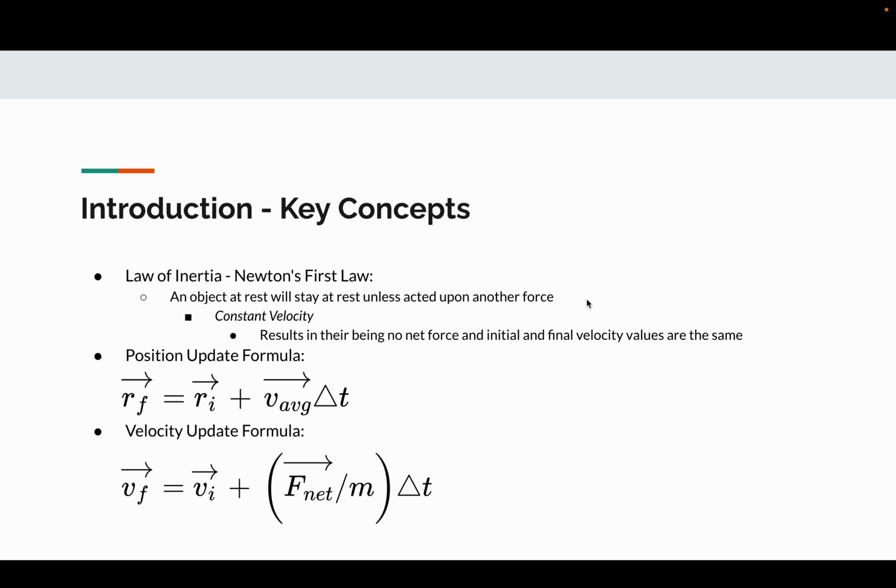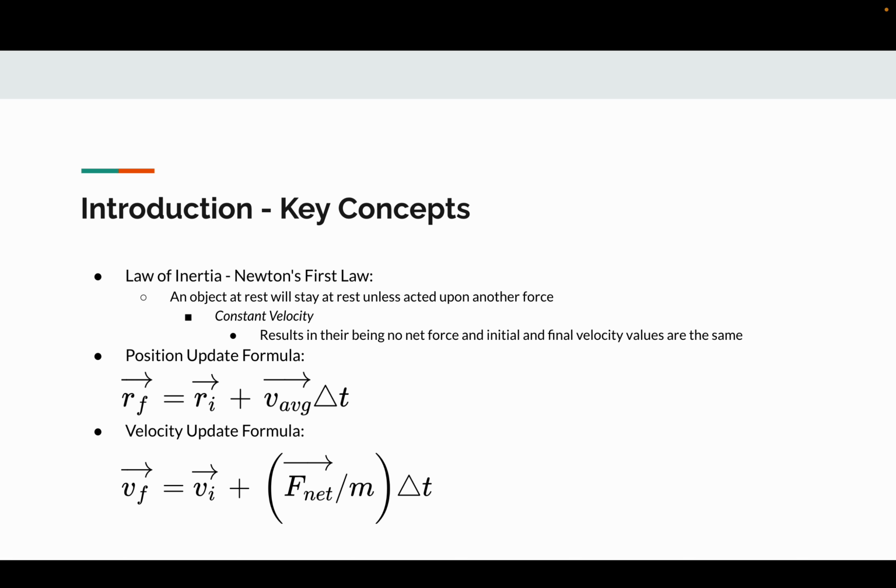Before I begin, we need to first understand key concepts regarding this lab. Firstly, we have Newton's first law, which states that an object will stay at rest unless acted upon by another object. In order for there to be constant velocity, it must adhere to Newton's first law, meaning that there is no net force and the change in position over time is constant throughout the object's motion.